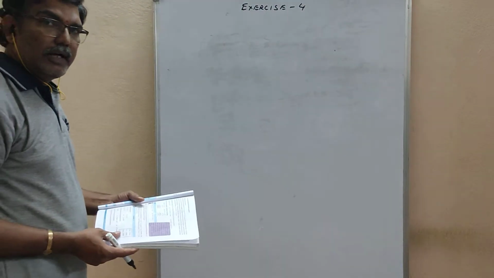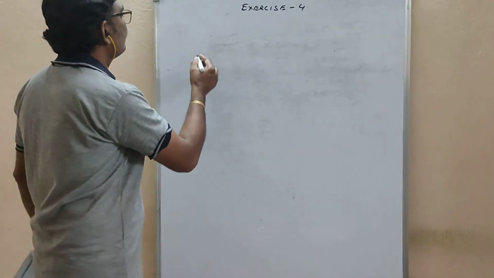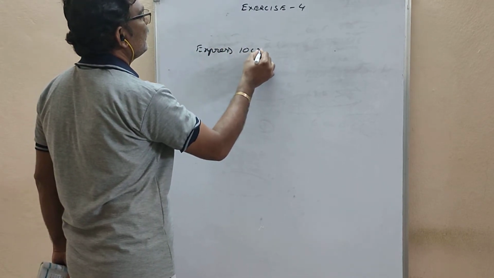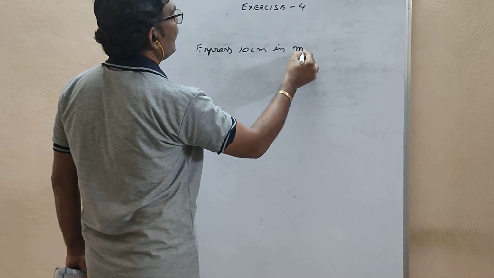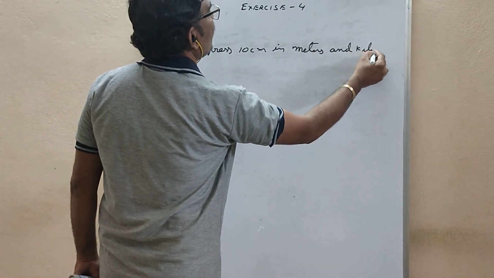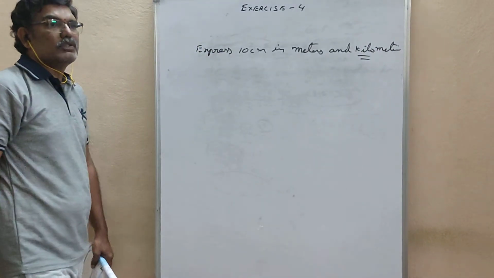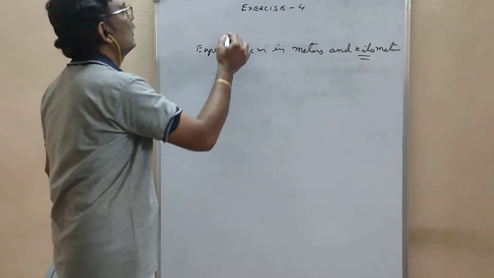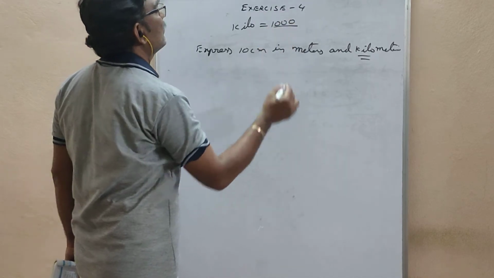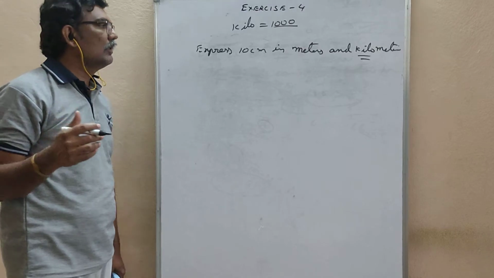third question, express 10 centimeters in meters and kilometers. So you have to express 10 centimeters in meters and kilometers. So here kilo means 1000. You should know, kilo means 1000. Kilometers, 1000 meters. Kilograms, 1000 grams.